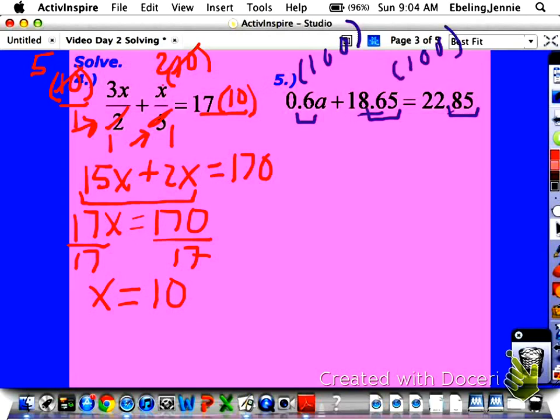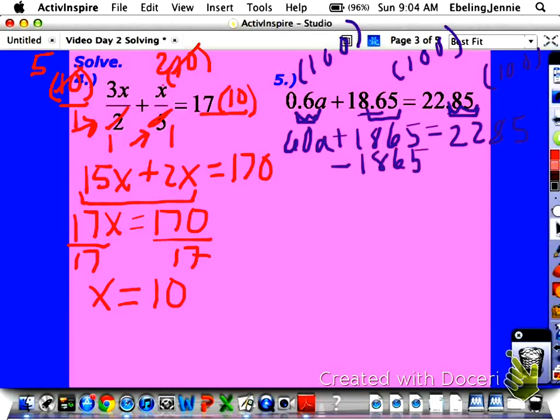When I multiply by 100, that takes this decimal point, moves it over 2 places, so I will get 60a plus this 1865, because it moves that decimal place over 2, and then 2,285, because it moves that decimal place over 2 places. And now what I want to do is subtract this 1865. Remember, I got to undo my addition first.